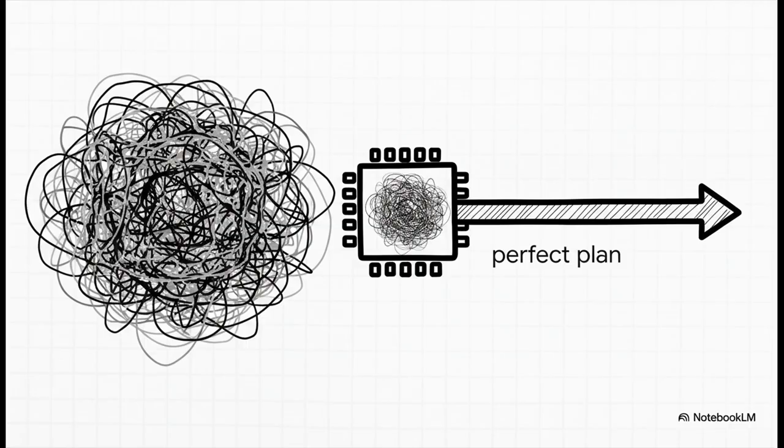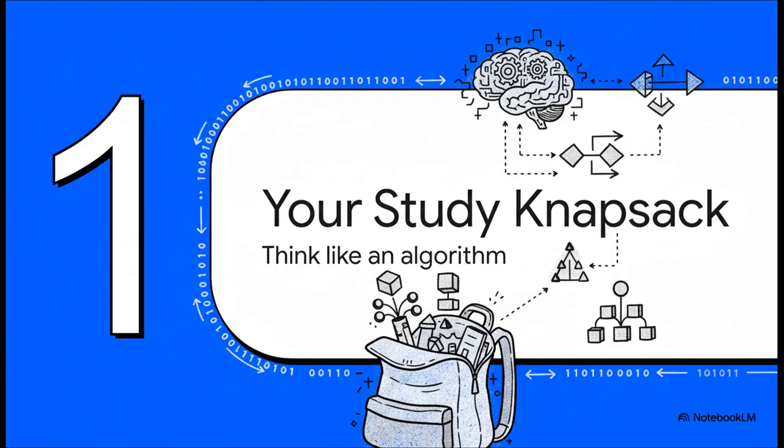But here's a thought. What if we could use the very subject we're trying to learn to solve this problem? What if we actually used an algorithm to build our learning plan? Okay, let's dive into this, because this is a really cool way to bring some order to the chaos. So we are going to frame our study plan as a classic computer science problem. Welcome to what we'll call your study knapsack. This is all about how to think like an algorithm to learn algorithms.